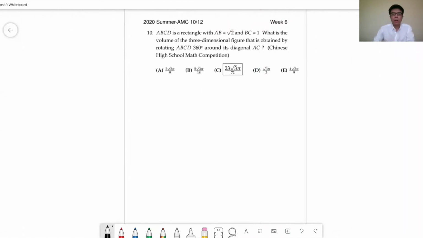All right, let's come to problem 10. This is a solid geometry problem. We have a rectangle ABCD such that AB is √2 and BC is 1. So now we rotate this rectangle along its diagonal AC.